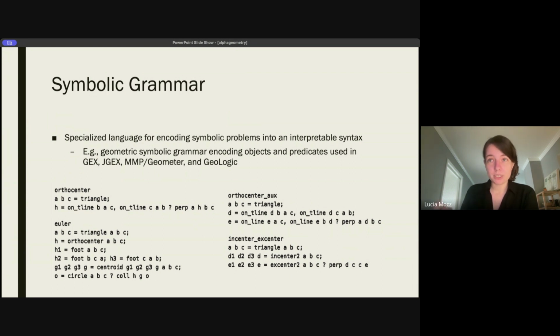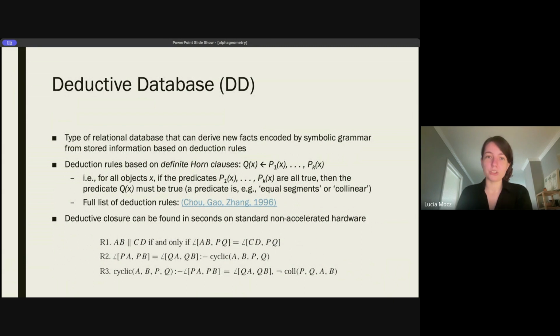What the symbolic engine does is it uses the symbolic grammar to make deductions, in a way analogous to how a computer uses the strict syntax in a programming language. The simplest symbolic engine that you can construct is known as a deductive database.